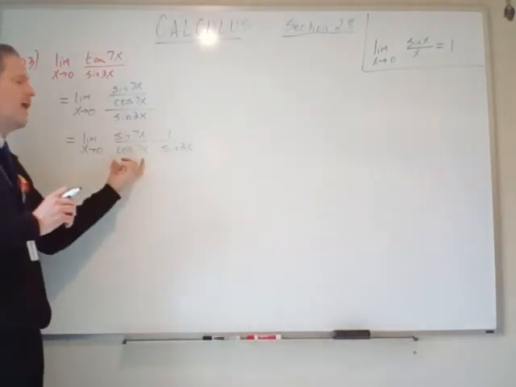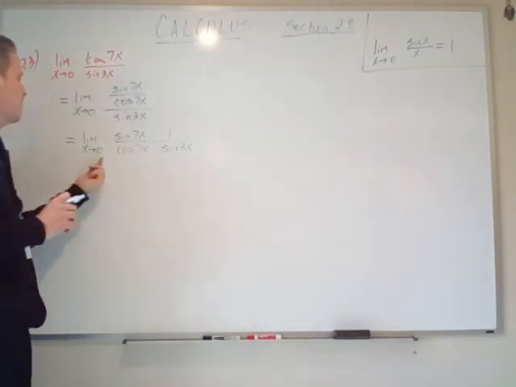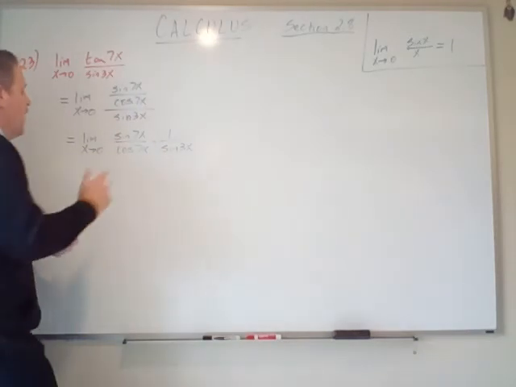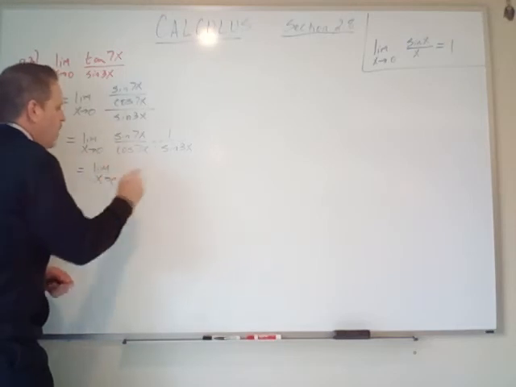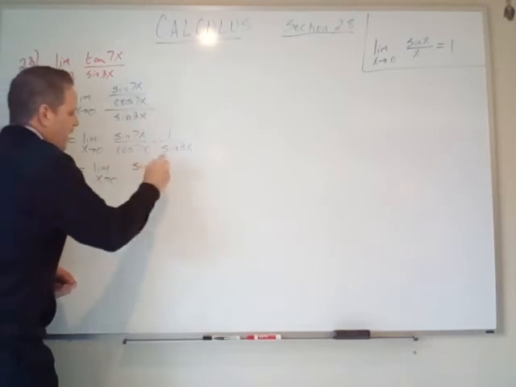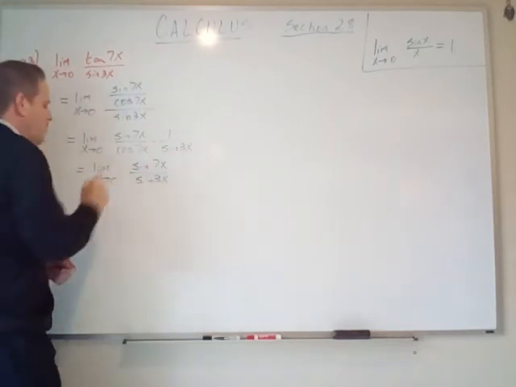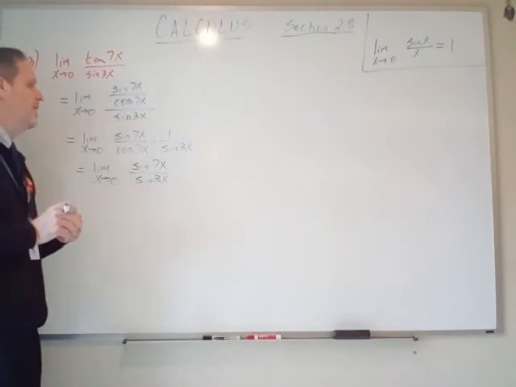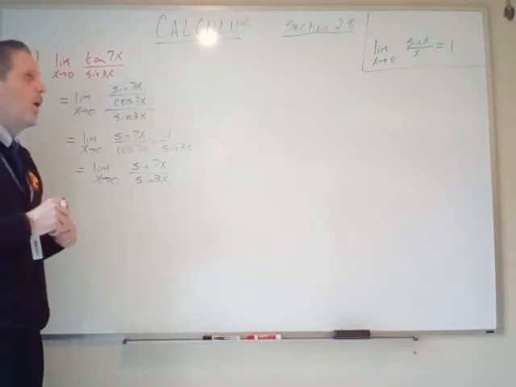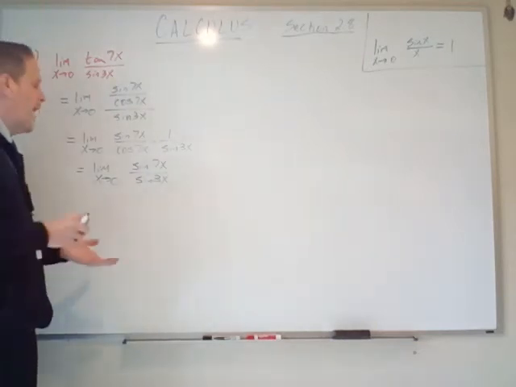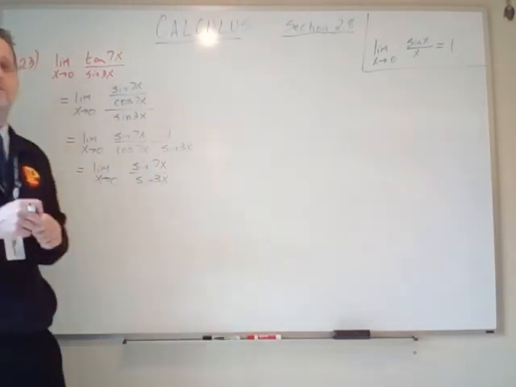Well, as we were just talking about, the cosine of 0 is 1. So the cosine of 7x as x approaches 0, this turns into 1. In this problem, it looks like that 1 gets absorbed. But what we've done is we've actually evaluated the limit. So now I've got the limit as x approaches 0 of the sine of 7x over the sine of 3x.